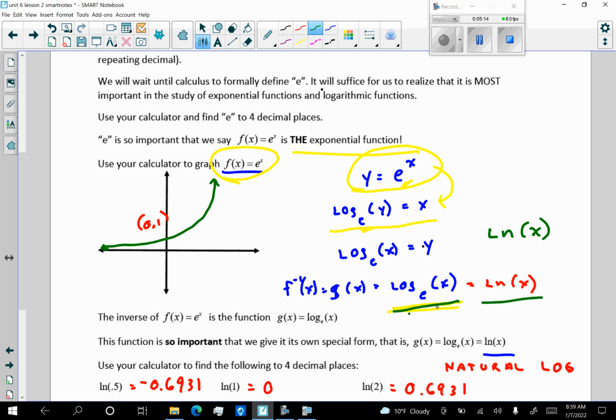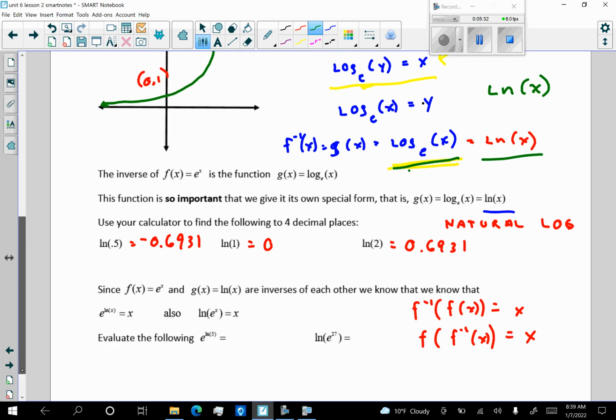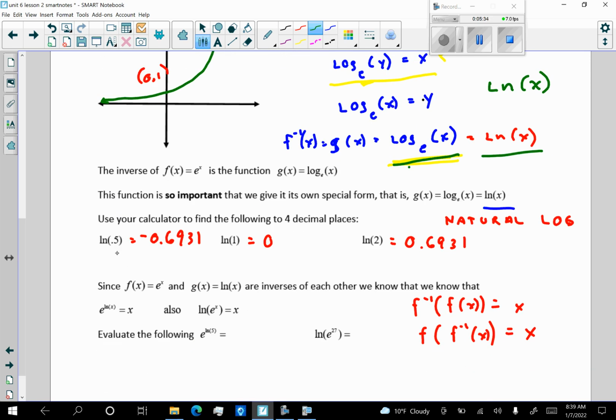There's a lot of natural phenomena that follow the relationship between e to the x and ln of x. That's why we're going to name that the natural logarithm, and it's just simply ln of x. So important we give it its own special notation. So we're going to go to our graphing calculator, and if I want ln of 0.5, that's going to be this negative number.